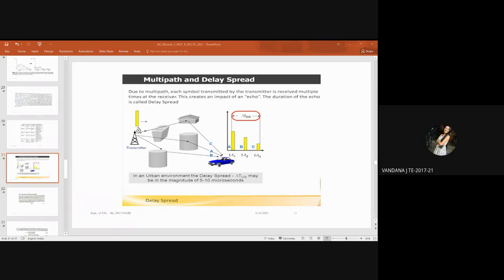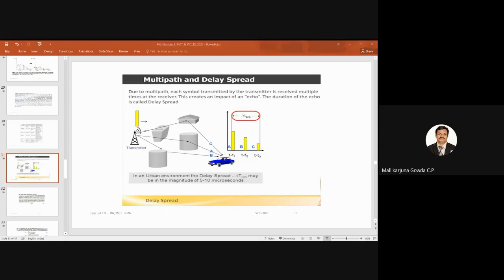What I wanted to say is, due to multipath, each symbol transmitted by the transmitter is received multiple times at the receiver. That creates an impact of an echo. The duration of the echo is known as the delay spread. In an urban environment, the delay spread may be in the magnitude of 5 to 10 microseconds. In urban areas it is, okay? It will be the magnitude of 5 to 10 microseconds.